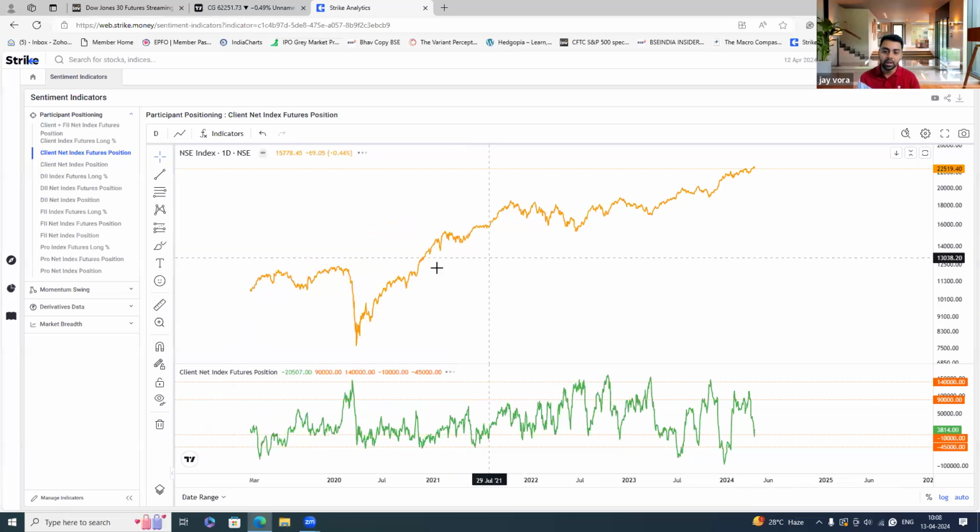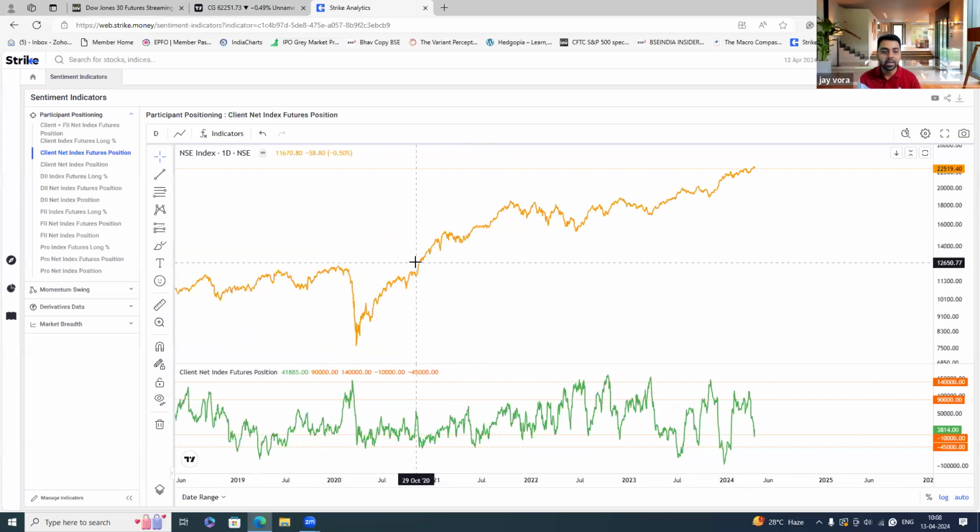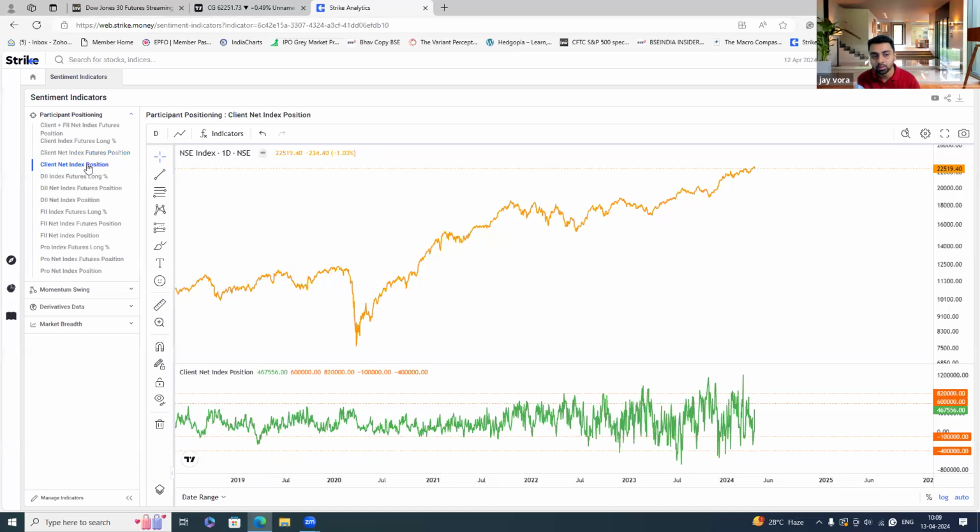So see, for every participant, which is client, DII, FII, or prop, we have given three views of that. One is the client's net index future position, which means that in the index futures, are they net long or net short? Now, the other one which you have is client net index position. Net index position meaning it includes everything, call, put, futures, everything. So based on that, whether they are long or short in the index, that is also something that you get to know through this tab.